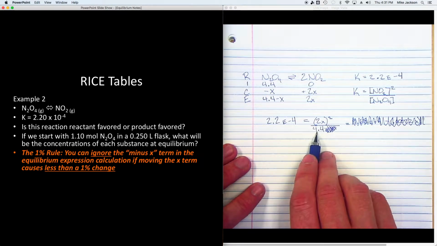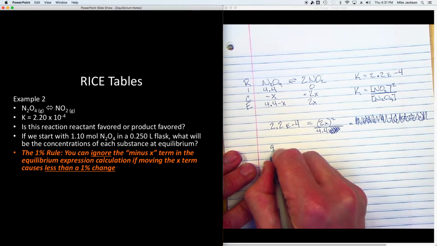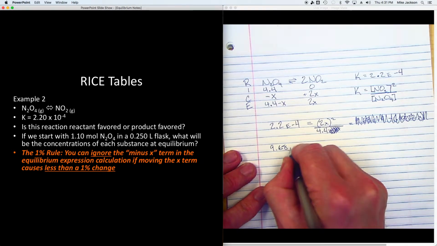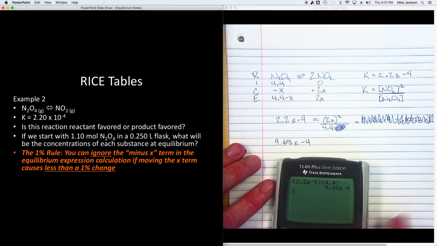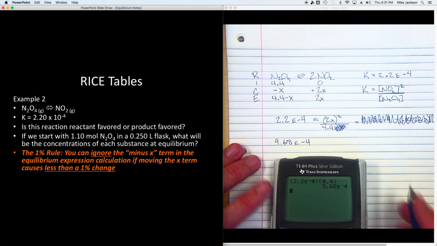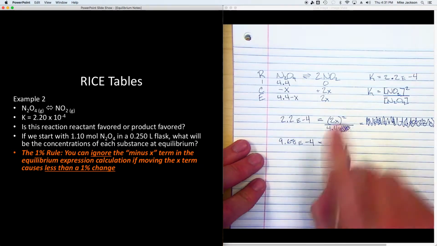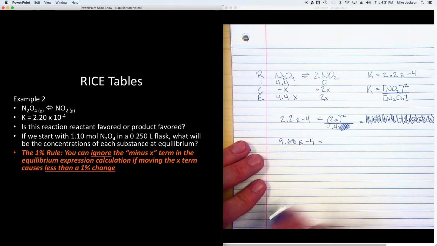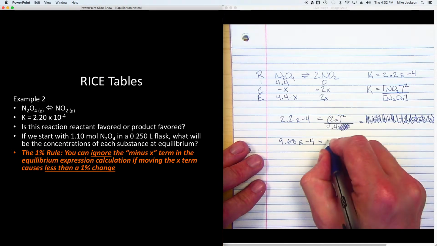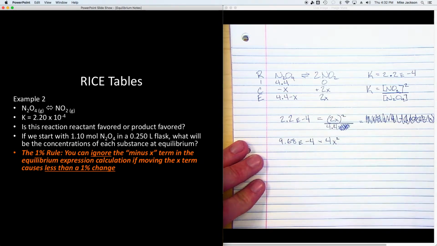So I'll take this 4.4 and distribute it across. So I have my 9.68 times 10 to the minus 4, as we had in our last step. 2.2 times 10 to the minus 4 times 4.4 gets me that. And that is going to be equal to (2x) quantity squared. Now, just a real quick algebra review: when a square is outside of the parentheses, we square everything inside the parentheses, including the 2 and the x. So 2 squared is 4, and x to the second power is x squared.